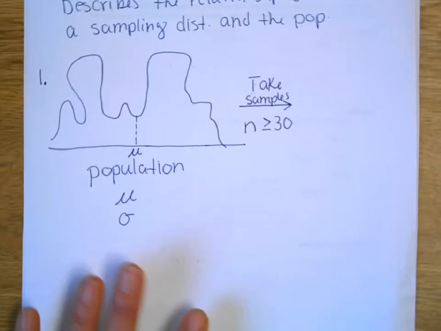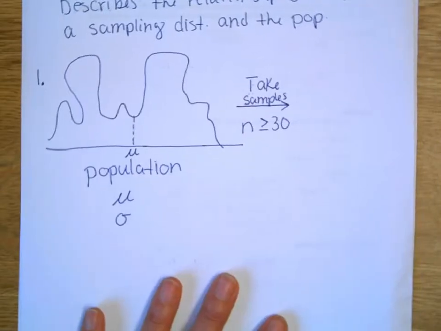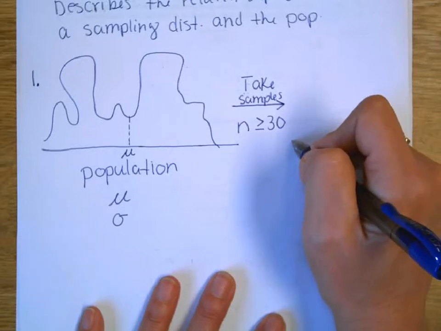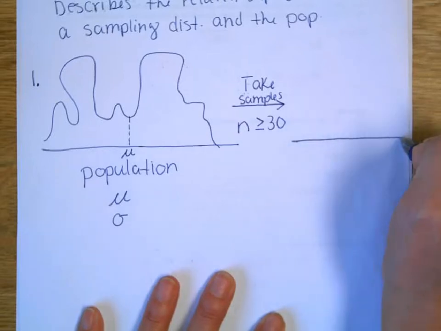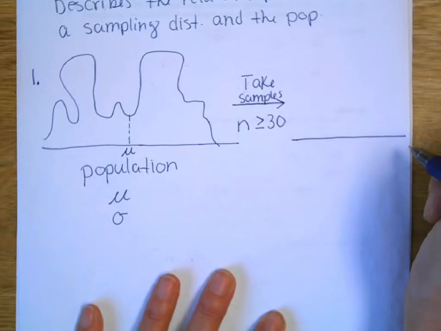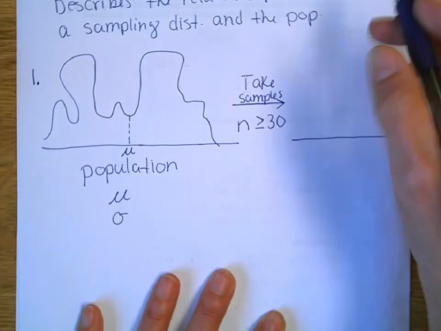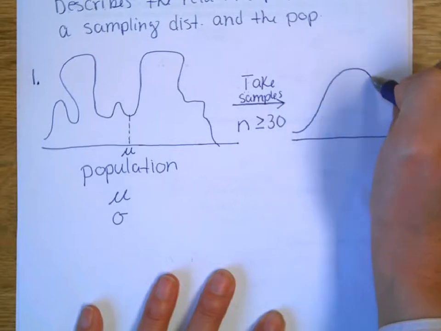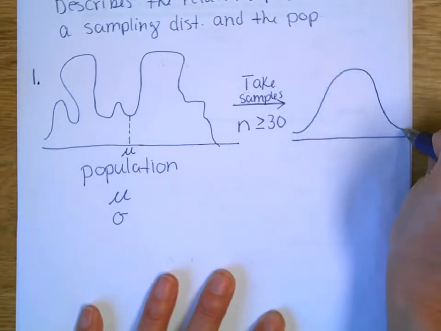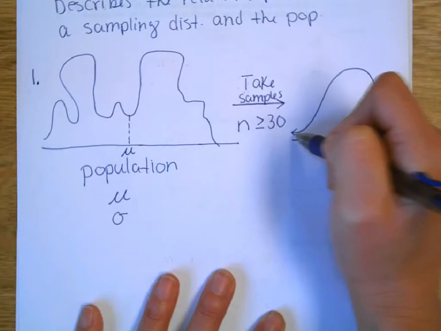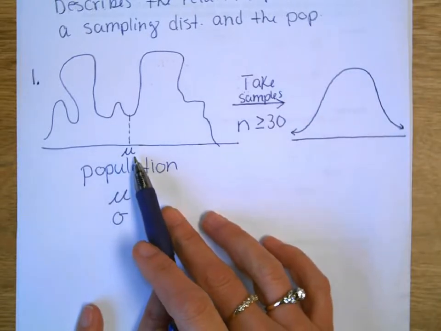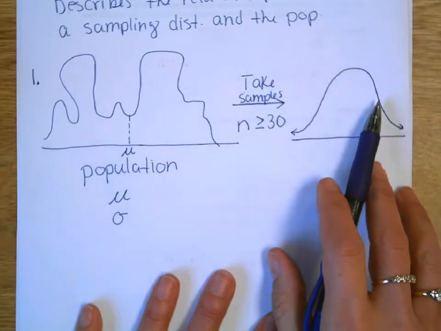Your sampling distribution will come out normal. So you're going to take something very, very ugly and turn it into a nice normal distribution where we can do lots of statistics with it.